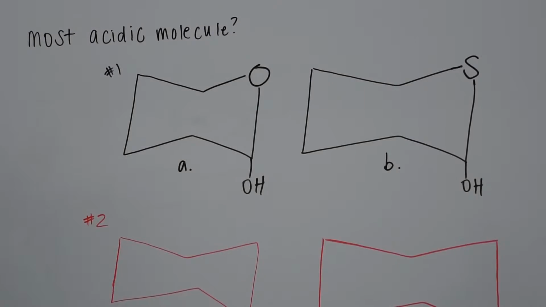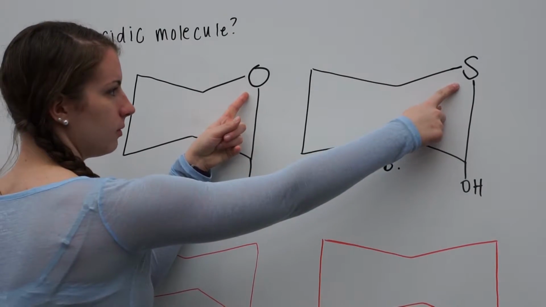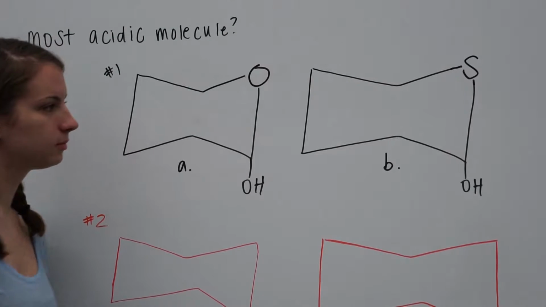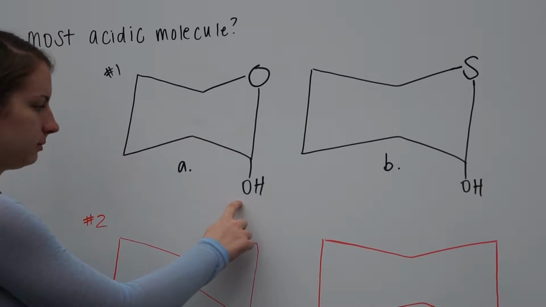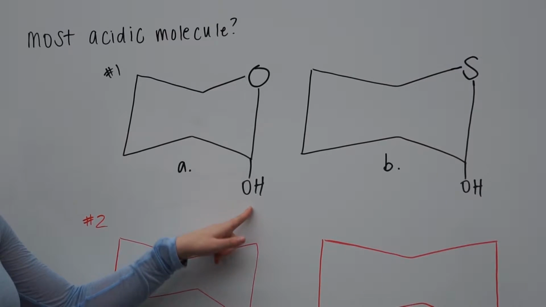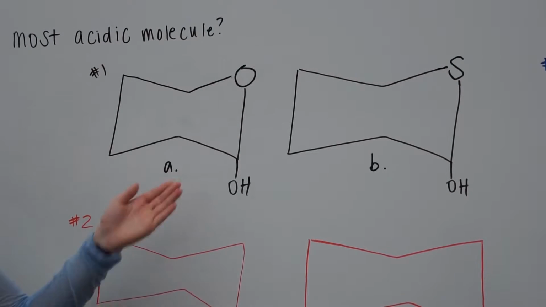For number 1, if we use the Burt and Ernie method, we see that the main difference is the oxygen and the sulfur of each molecule. So, when we deprotonate both in both molecules, there's a negative charge. And what can better stabilize the negative charge? Well, obviously the most electronegative atom, because it can pull electron density towards it.